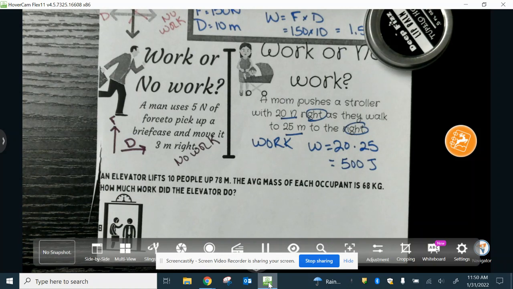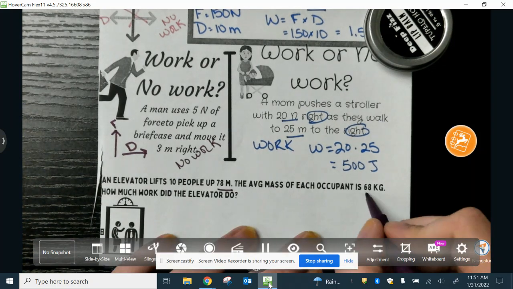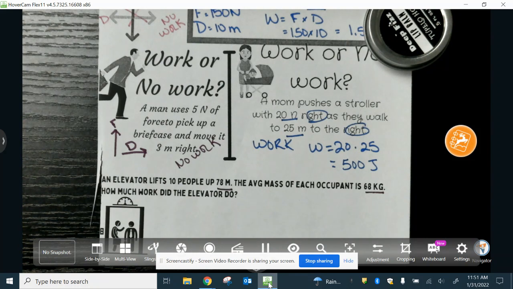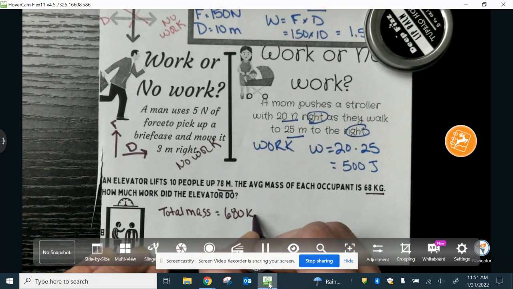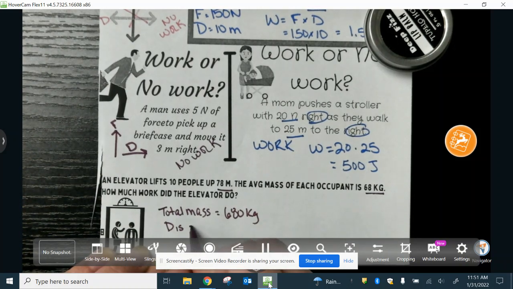All right. I want you to try this next one by yourself for just a minute, and we're going to talk about it. Remember that weights can be force. You just have to make sure that you're following your force formula. It says an elevator lifts up 10 people up 78 meters. The average mass of each occupant is 68. How much work did the elevator do? So the total mass would be 680 kilograms. Okay? And the displacement is going to be 78 meters.